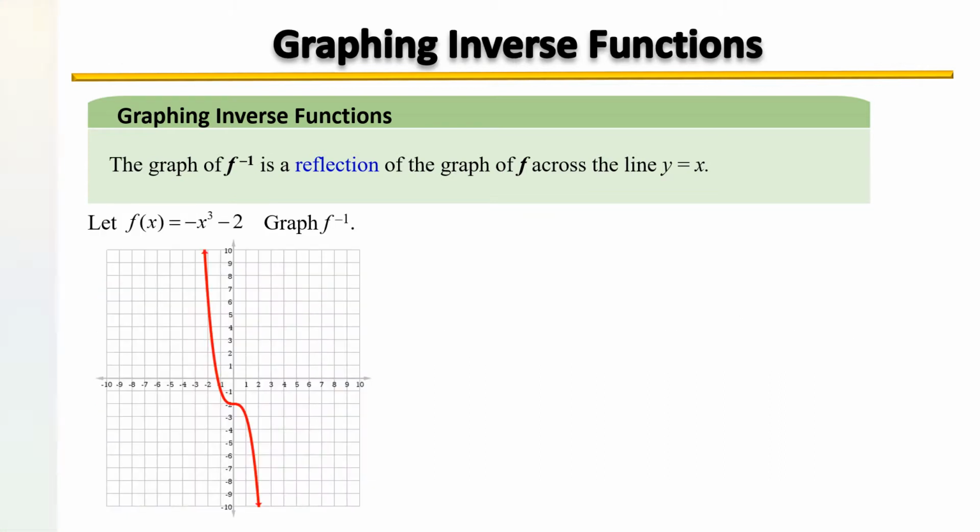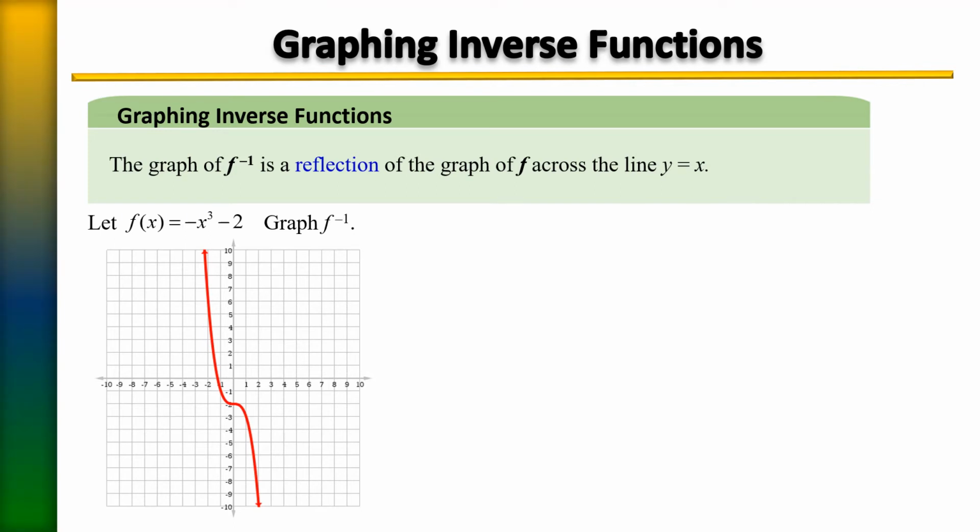So here we have a function f of x equals negative x cubed minus 2. So this is a cube function that has been reflected across the x-axis, and then also it was shifted down 2 units. So what we want to do is find the inverse of this function.